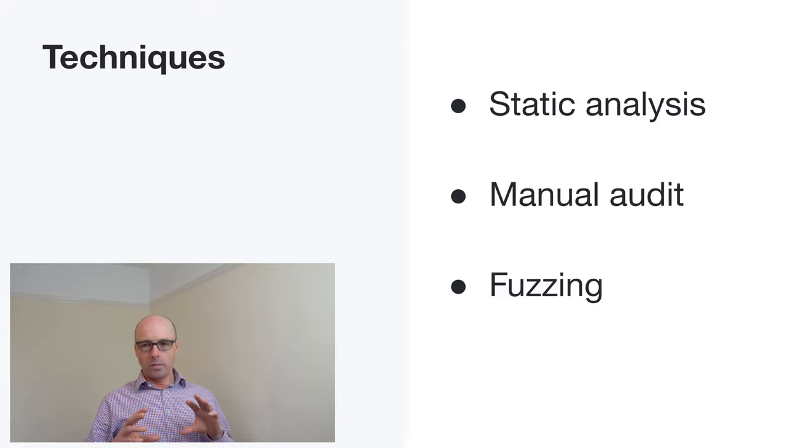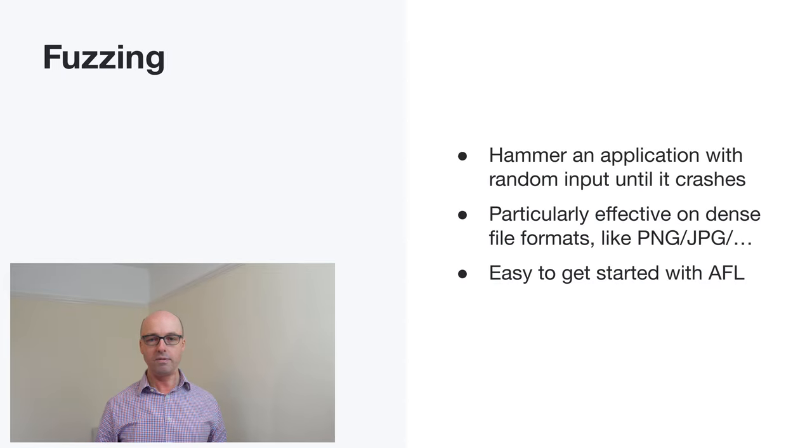So when I talked about the dtrace vulnerability, I talked about two of the techniques that I use, which are static analysis, or CodeQL in my case, and manual audit. There's a third technique, which I don't use so much myself, but is often incredibly effective, and that's fuzzing. The idea of fuzzing is to hammer an application with randomly generated inputs until it causes a crash.